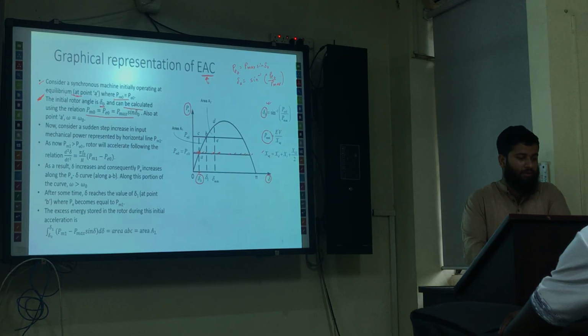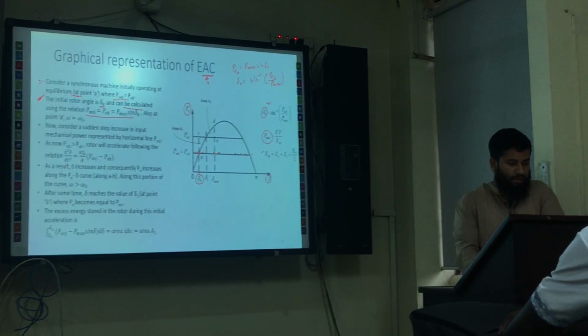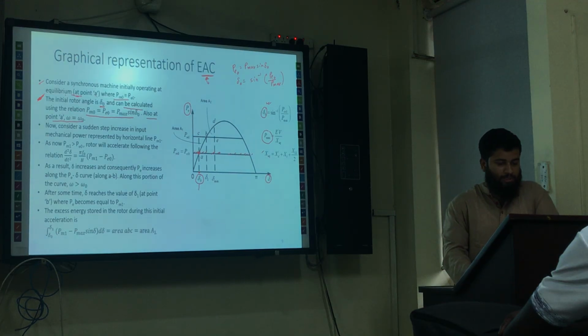Second point, the initial rotor angle is delta naught and can be calculated using this relation. And also at point A, what will be the speed here? The rotor speed will be the synchronous speed. That's why the rotor speed here is actually omega. That thing has been said here, that in point A the rotor speed will be omega.